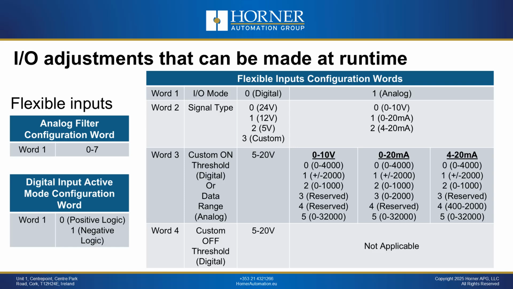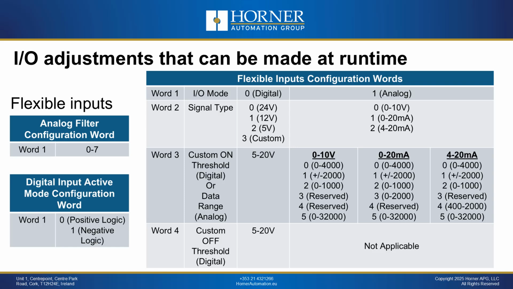Now there are 8 flexible inputs on the CPU 250, inputs 9 through 16, and each flexible input has 4 configuration words that allow you to adjust its functionality. So that table on the right there shows 4 words, and that is 4 words for each of the 8 channels. And the type of things you can adjust are, first of all, is that input used for digital purposes or as an analog input?